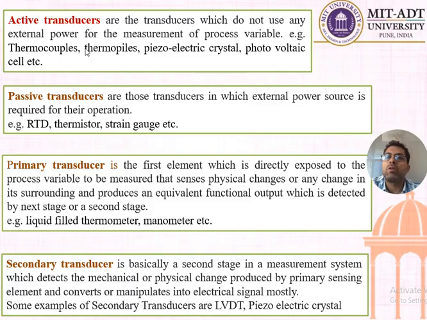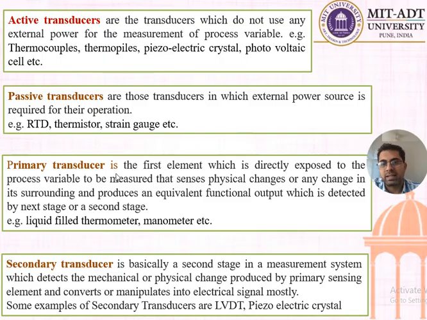And what are the examples of active transducers? That is thermocouple, thermopiles, piezoelectric crystal, photovoltaics, etc. And what about passive transducers? The passive transducers are those transducers in which an external power source is required for their operation, and examples are the RTD, thermistor, strain gauge, etc.